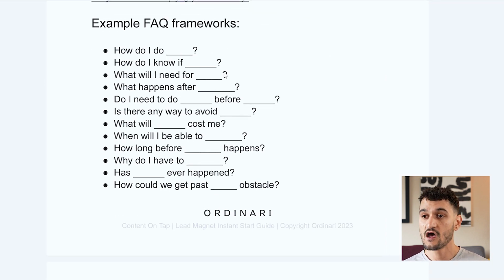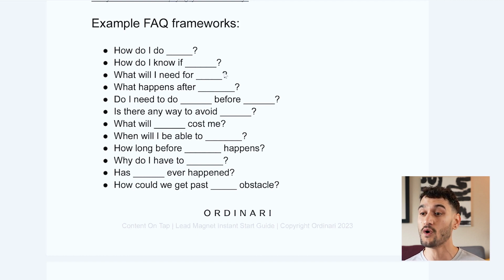How do I blank? What will I need for blank? What will I need for this proposal? What will I need for this permit? What will I need for this process? What ingredients do I need to put in the mix here? What happens after blank? After we do this, what comes after blank? Do I need to do blank before blank? This is them asking, can I just skip to blank, or is there a process here? Do I need to do A before B?